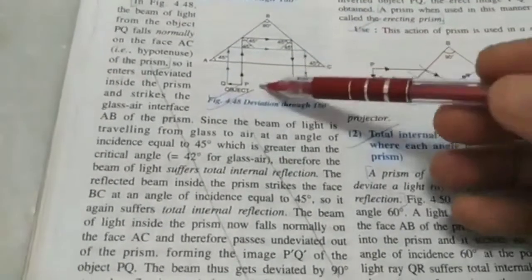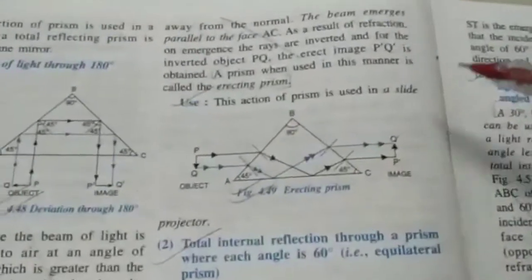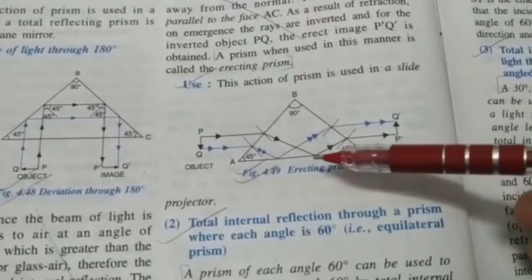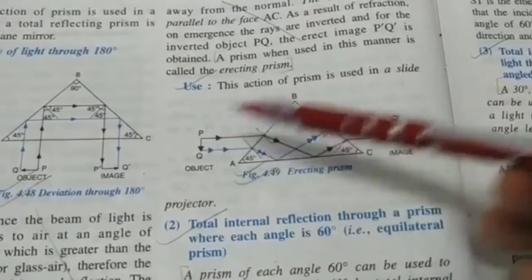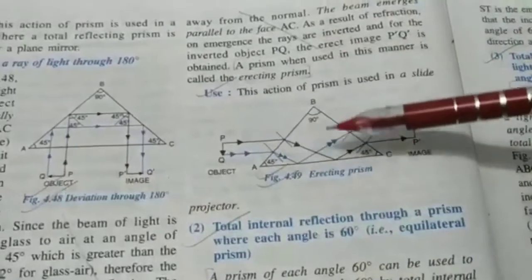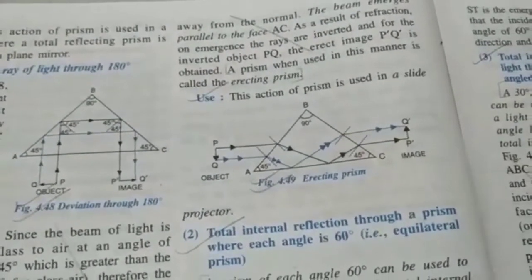Note the object and image will be on the same side. And in the next case, this is called an erecting prism, because in this position of the prism, the object which is inverted becomes erect. And note how they are on opposite sides of the prism, whereas here they were on the same side. So this will be used in slide projectors.